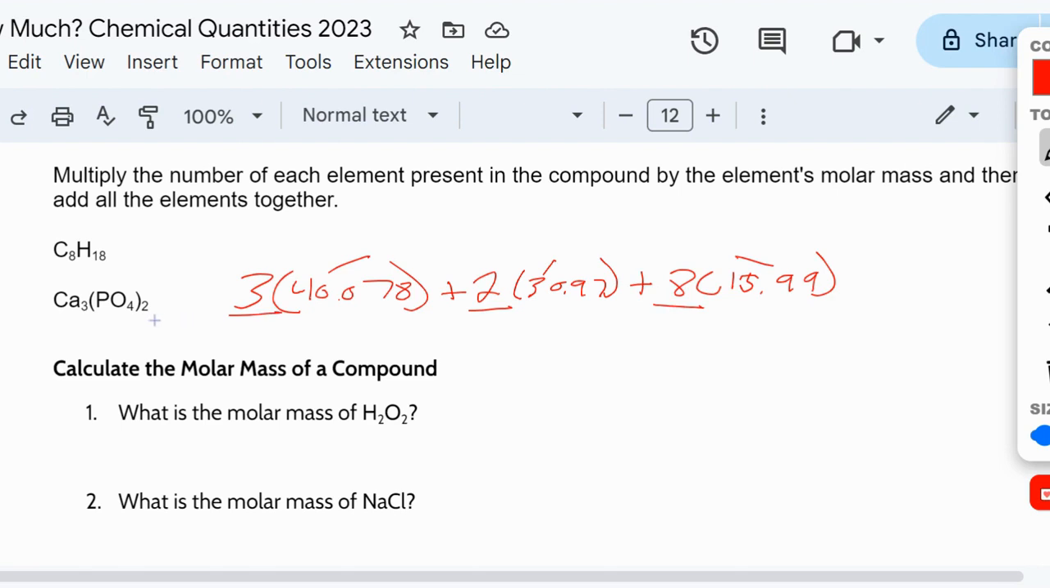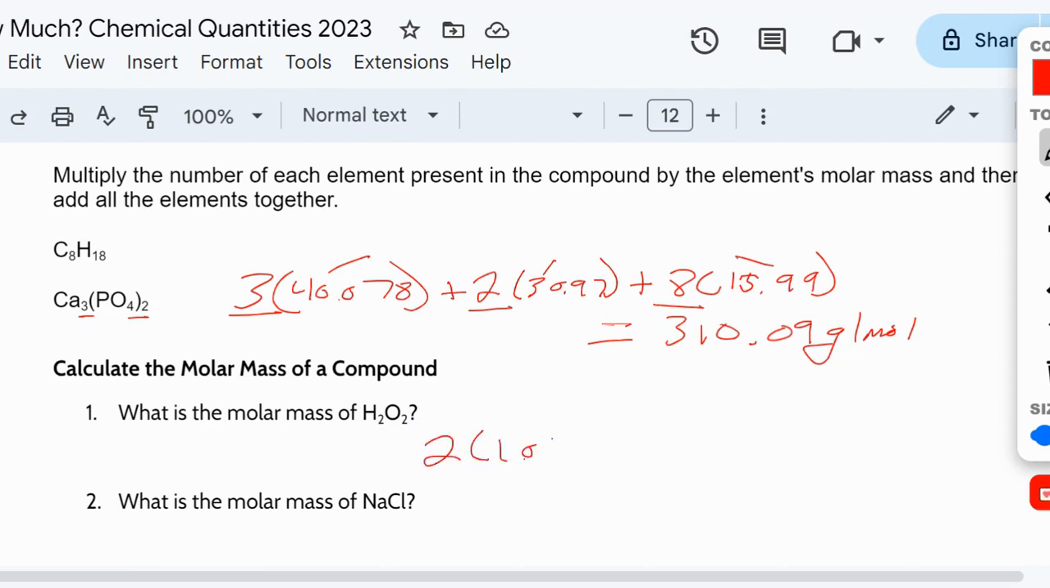8, 2, and 3 come from my subscript right there. You would add all that up and you would find out that the molar mass of calcium phosphate is 310.09 grams per mole. Okay, now we have a proportion there, so now we can use that in the picket fence. You do the same thing here.